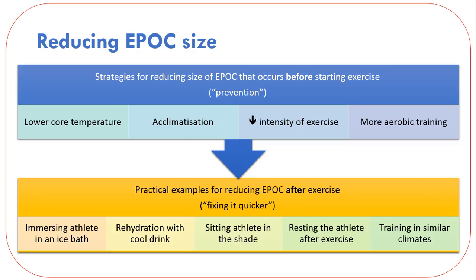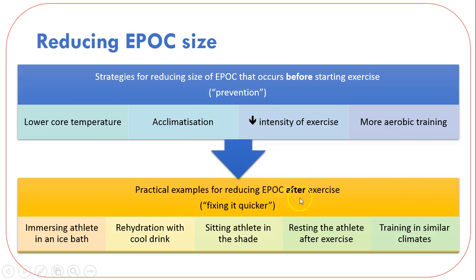Things that we can do to reduce how long or the size of that EPOC before an event, so before an exercise bout, we can ensure that we have a lower body temperature. Okay, so things like hydration can help with that. Acclimatization, so if you're exercising in a hot, humid environment, spending some time training in that environment can help reduce the size of the EPOC later on. Work at a lower intensity, so have less oxygen deficit throughout the exercise, or improve our fitness levels, so do more aerobic training.